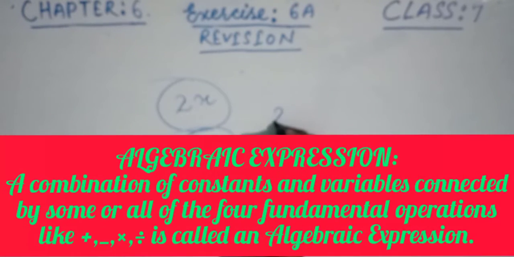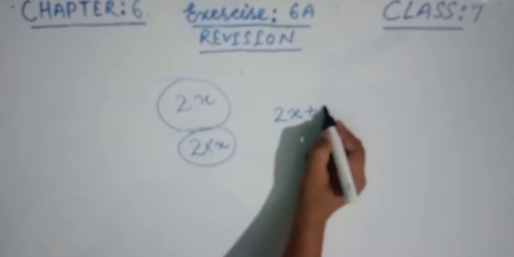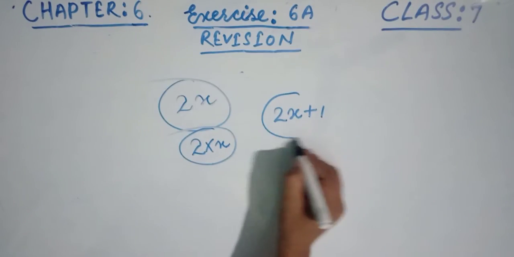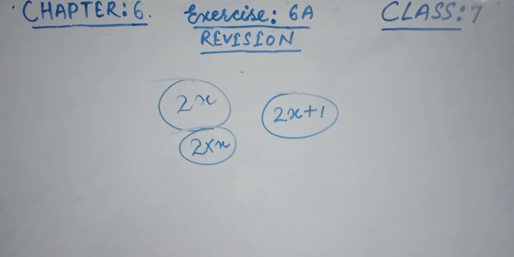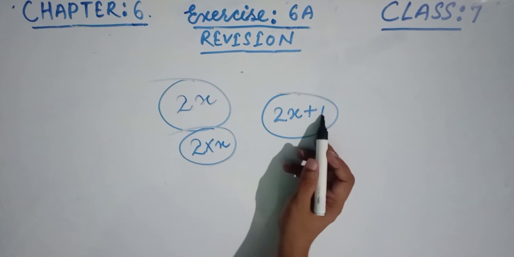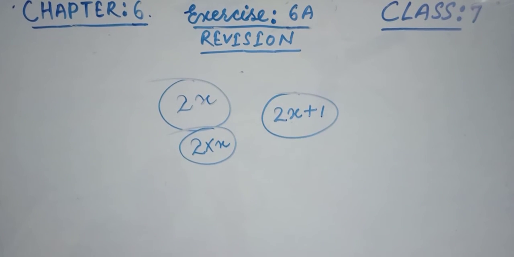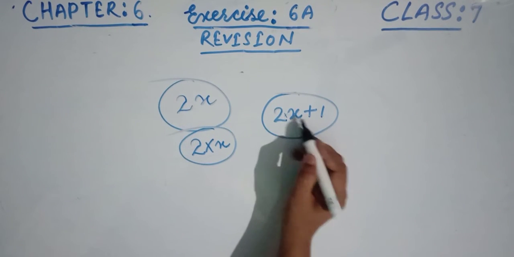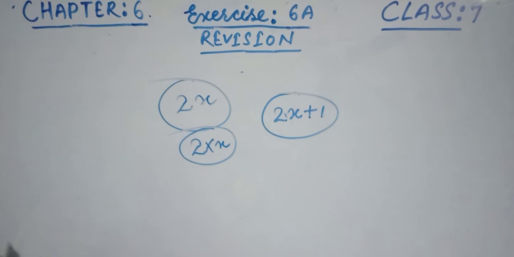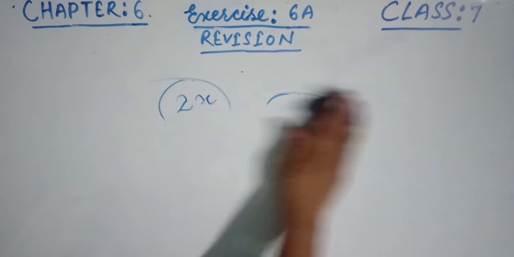So we can write 2x plus 1. This is also an algebraic expression, friends, because 2 is the constant, 1 is the constant, x is the variable. These are all the combination connected with some operation, like here is the multiplication and here is the addition. Or we can give another example.